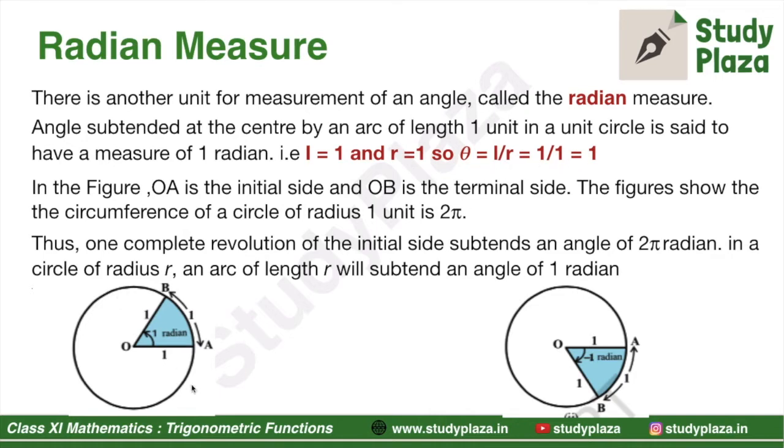Here in this diagram, AB is the arc of length 1 unit and OA is the radius of 1 unit. Then angle theta, this angle AOB, theta is equal to l by r, that is 1 by 1 is equal to 1. So this is called 1 radian. In this figure, OA is the initial side and OB is the terminal side, and the complete angle at O will be 2 pi radians. This direction is anticlockwise, so this 1 radian will be positive, and in that direction it is clockwise, so the angle of 1 radian will be negative here.